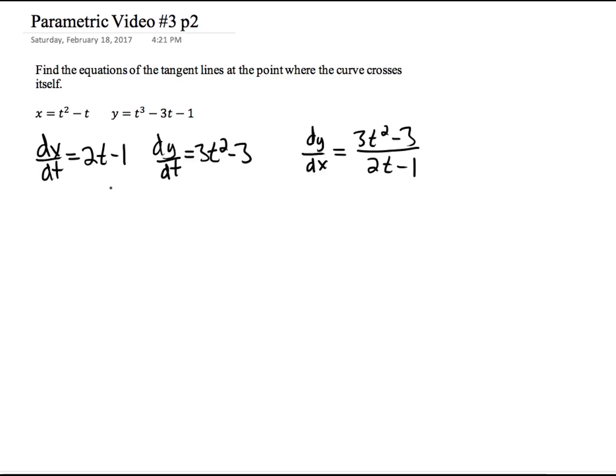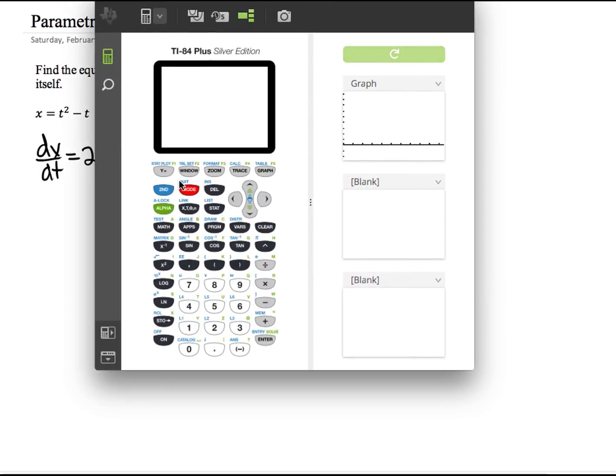So let's go to our calculator and see if we can figure out where this curve crosses itself. That might be nice, because that's pretty essential for our problem. So we might do this with a little experimentation. We'll see what happens. So first I'm going to change the mode of my calculator to parametric.